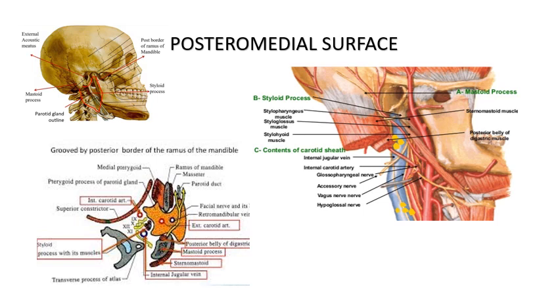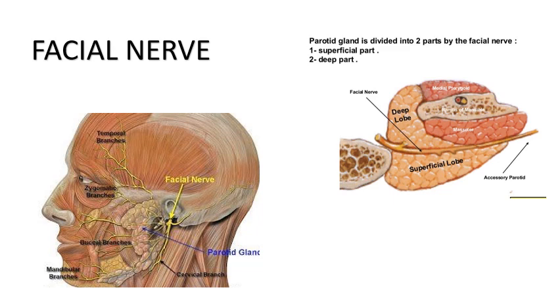So, when the gland is enlarged due to any disease or infection, it is compressed against the mastoid process of the temporal bone when the mouth is open, because you all know that the posteromedial aspect of the gland is related to the mastoid process. Between the mastoid and the styloid process, the facial nerve trunk enters the gland. Now we will discuss the relation of the facial nerve with the parotid gland.